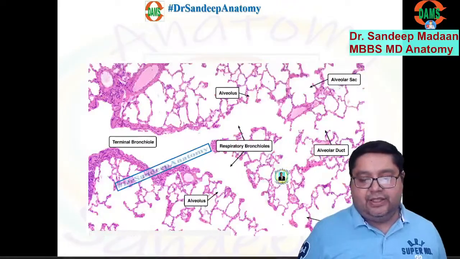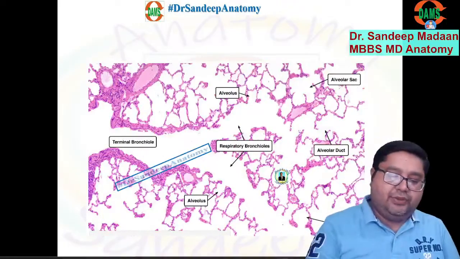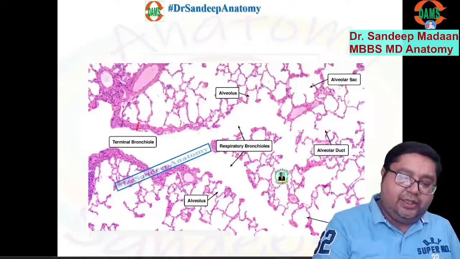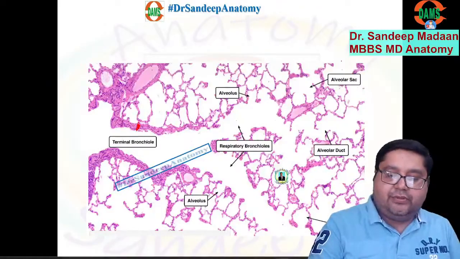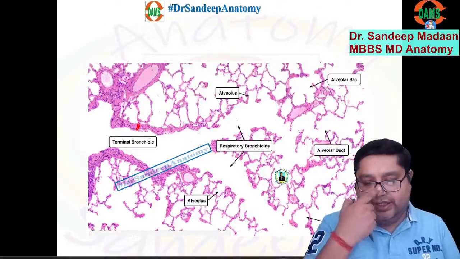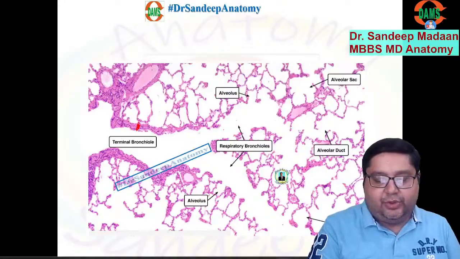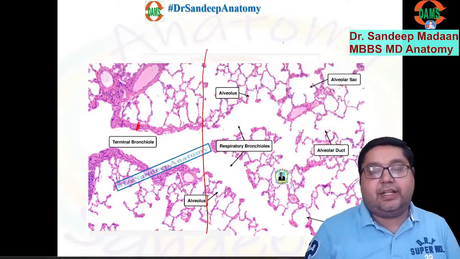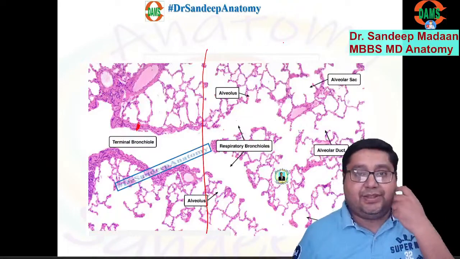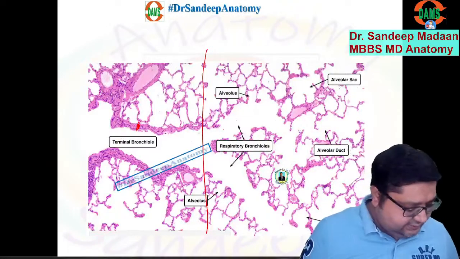I have added this labeled picture for you guys because in the terminal bronchiole the thickness will be a little bit more. Respiratory bronchioles are those which lead to the portion required for pure exchange. Up to the respiratory bronchiole, this portion is called the conduction zone. Beyond that, it is called the respiratory zone, where the real respiration, the real exchange, will take place.